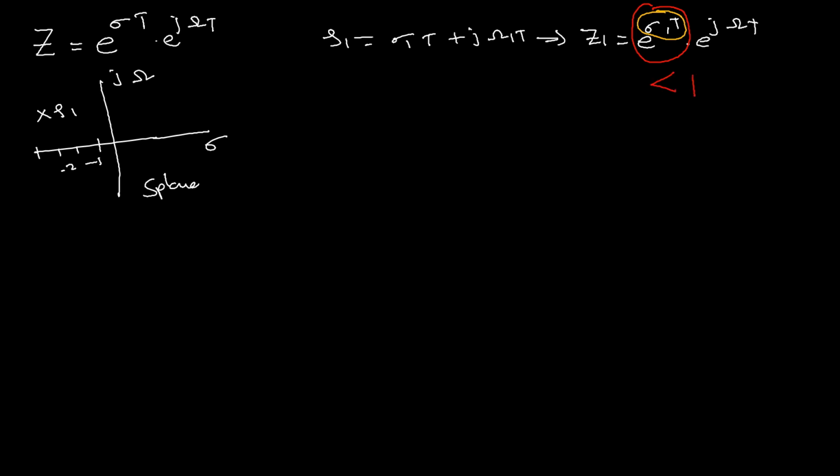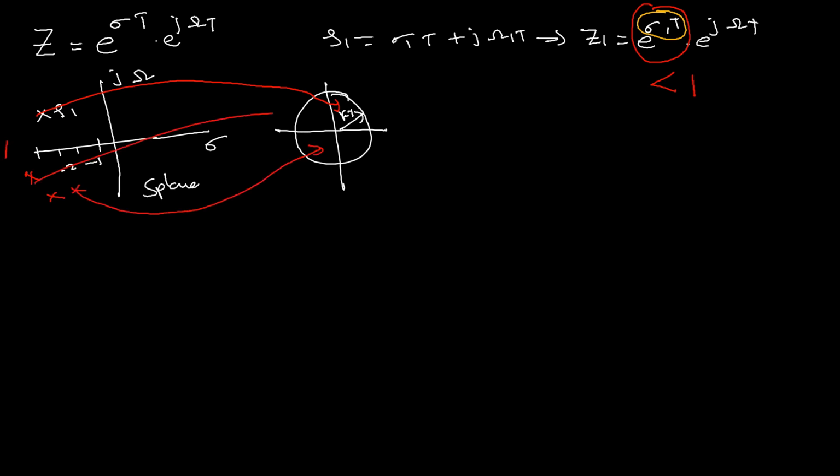Suppose you take a Z plane with a unit circle. Unit circle means this r is 1. Then where is the location of S1 in your Z plane? Definitely it is inside the unit circle. It will map to inside the unit circle. The same way, take any pole in the left half of S plane, that will map to inside the unit circle. You can simply draw like this. Any pole in the left half of S plane lies inside the unit circle.